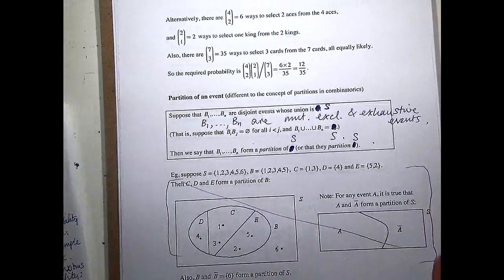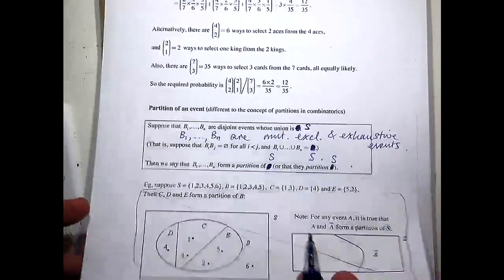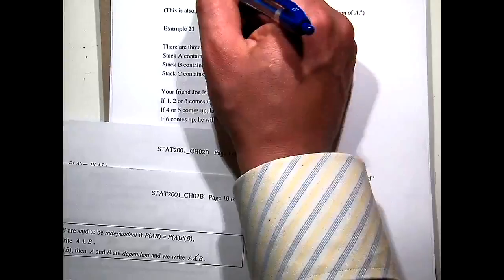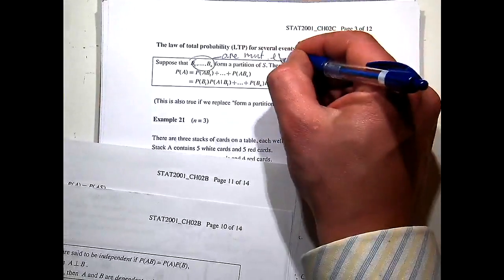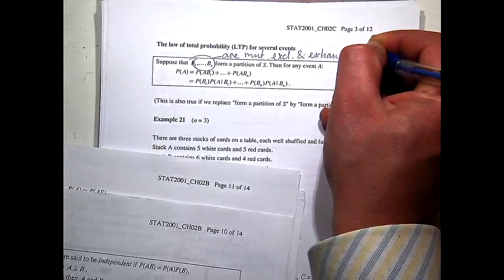You can sort of ignore that. It's not so important. So the key thing is the law of total probability for several events. So if B1 up to Bn, the same thing, they are mutually exclusive and exhaustive events.